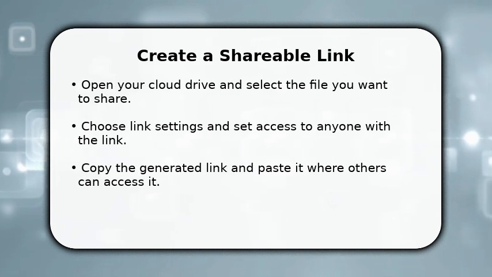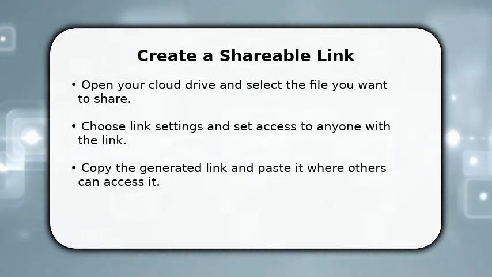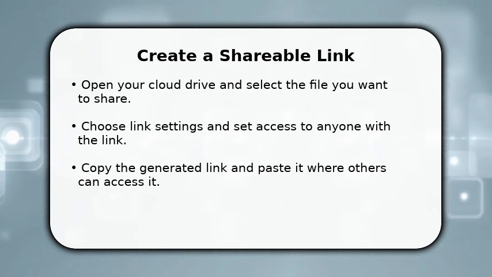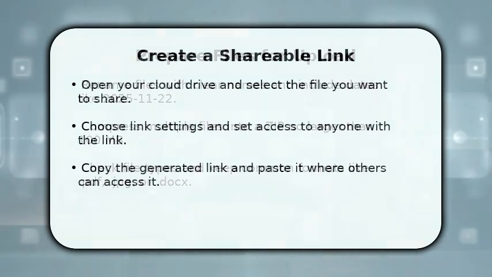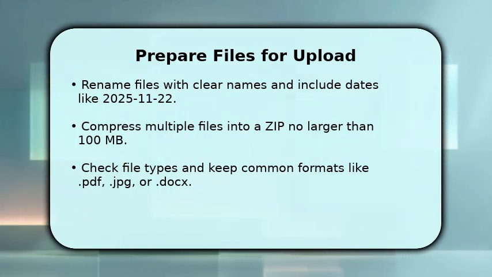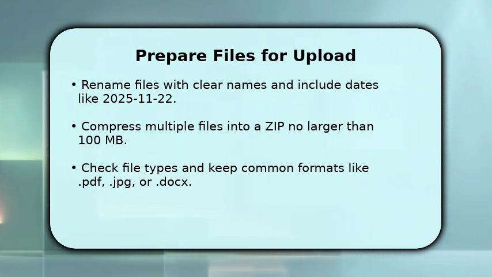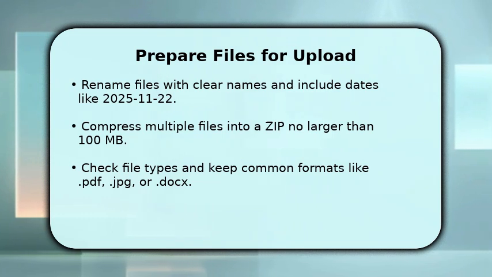Rename files with clear names and include dates like 2025-11-22 for tracking. Remove unnecessary spaces and use hyphens or underscores in file names. Compress multiple files into a zip no larger than 100 MB when possible. Check file types and keep common formats like PDF, JPG, or docx for compatibility.